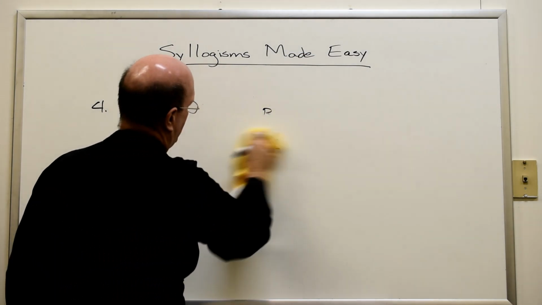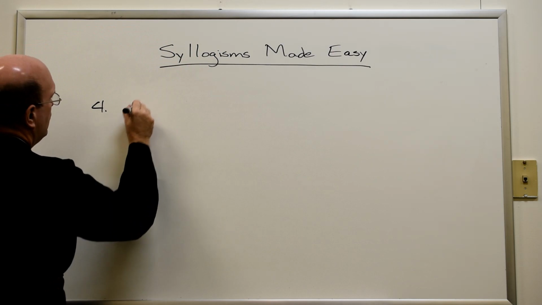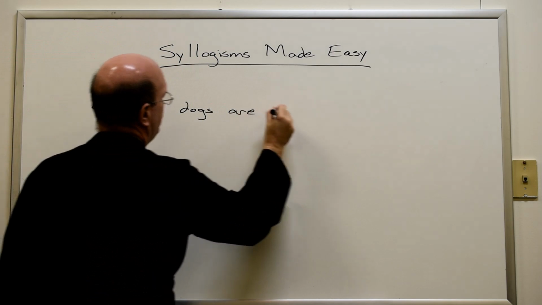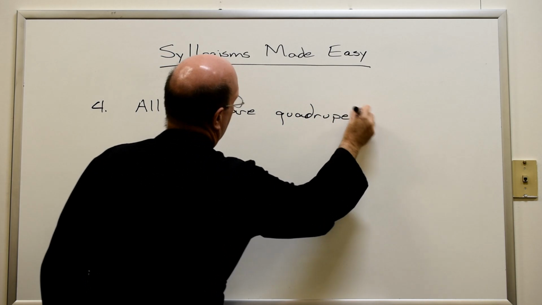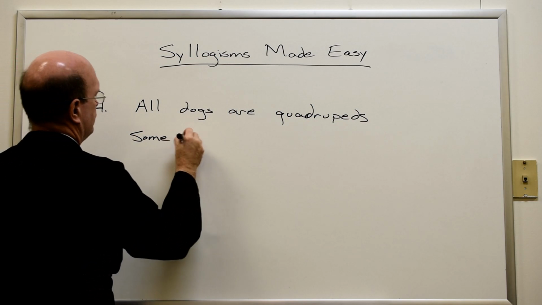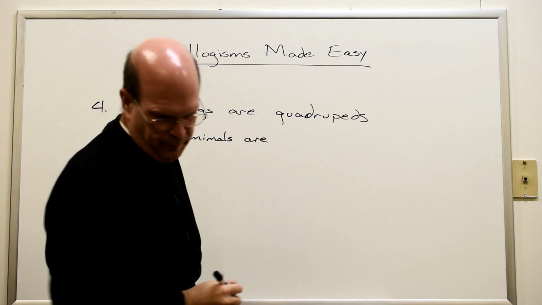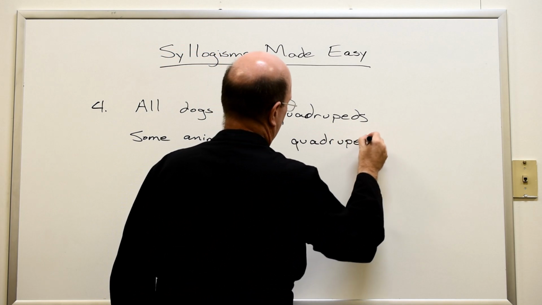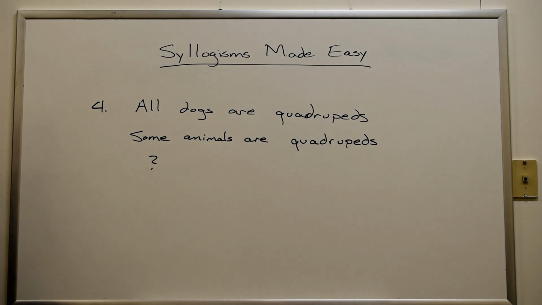How about another example where no conclusion follows? We'll say all dogs are quadrupeds. And let's say some animals are quadrupeds. So does any conclusion follow from that? No. And how can we see that?